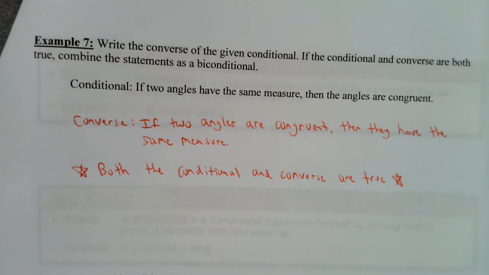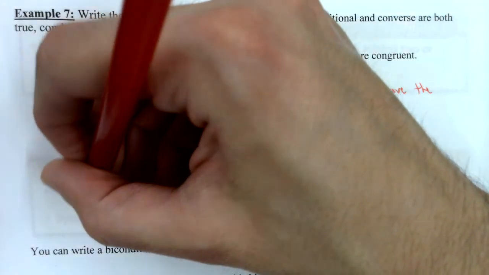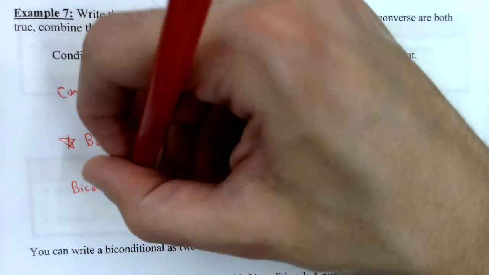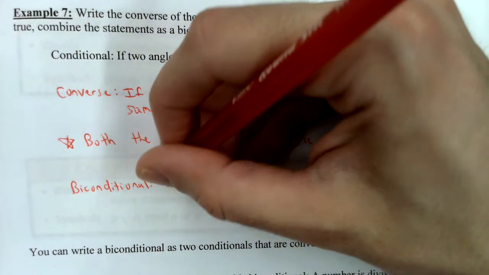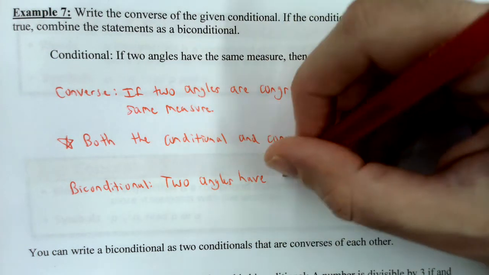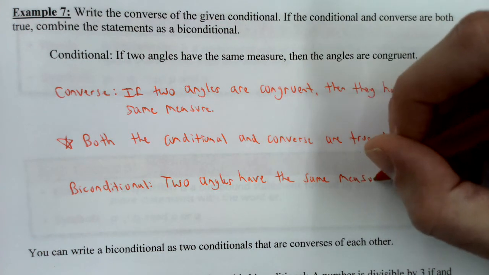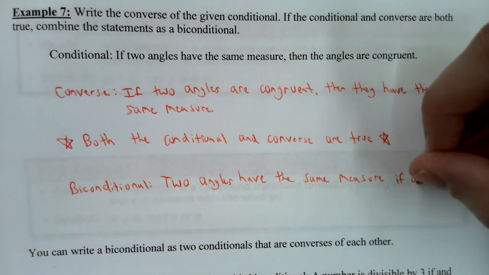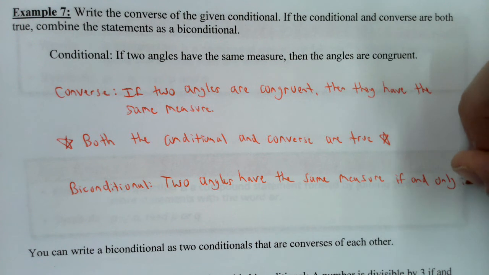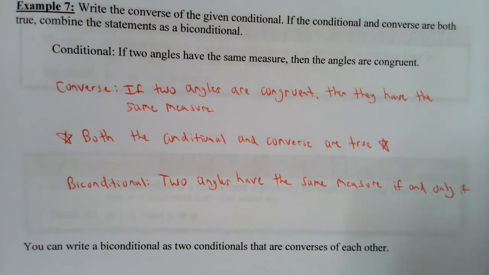Since they're both true, you can write what's called a biconditional. So here's the biconditional: two angles have the same measure if and only if they are congruent. If and only if, that's the key phrase.